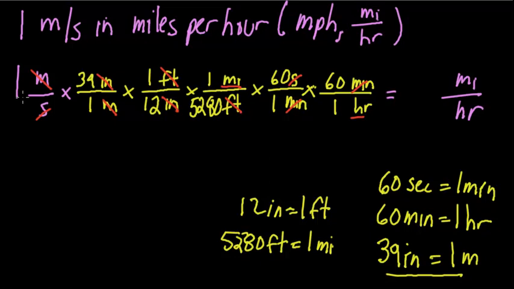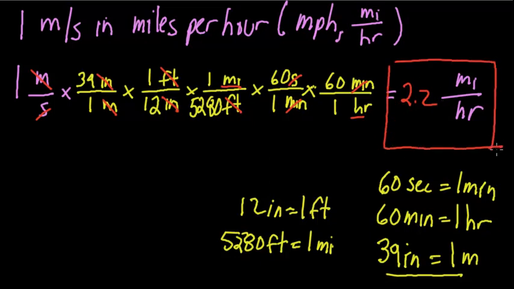So now we just simply multiply by everything on the top and divide by everything on the bottom. So I have 1 times 39 times 1 times 1 times 60 divided by 1 divided by 12 divided by 5,280, and then the ones I can skip. So after I calculate it, I get about 2.2 miles an hour, and that is my final answer.